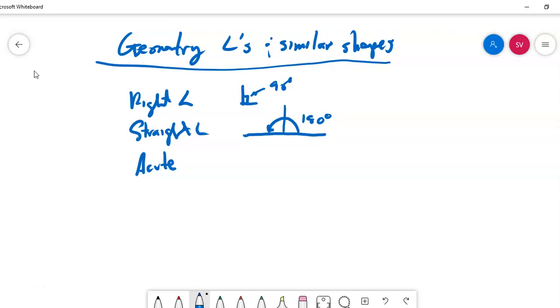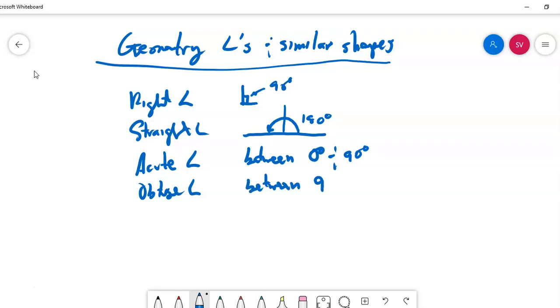Next is acute angle. An acute angle will measure between 0 degrees and 90 degrees. And then we have obtuse, and that measures between 90 degrees and 180 degrees. So an obtuse angle would be something like this, where it's beyond 90, and then acute angle would be something like this, where it's under 90.